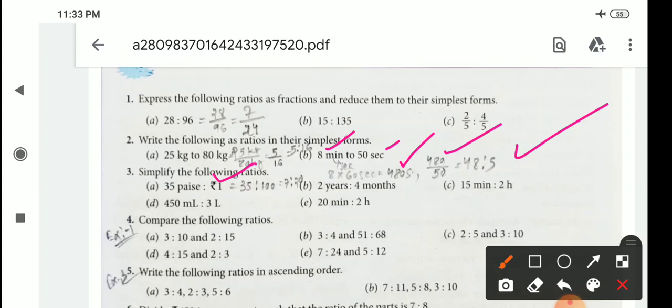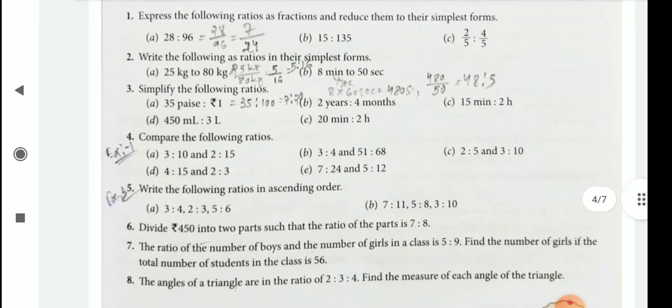Children, you follow example 1. How you compare means, first of all you write down in fraction mode, then you find out the LCM of their denominators, then you compare. 5 number, children, write the following ratios in ascending order. Here also same, just you follow example 3. First you convert to equivalent fractions, then you compare.